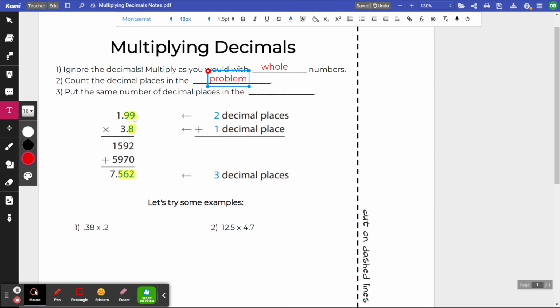So in this example, there's 1, 2, 3. So that means you need to put the same number of decimal places in the product. And when we say product, that just means the answer to the multiplication problem. So notice in this example, they made sure to keep 3 numbers behind the decimal point. So 7.562.